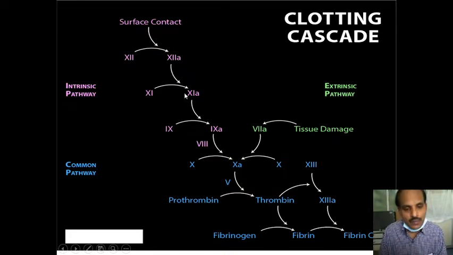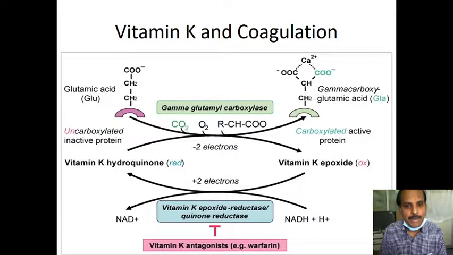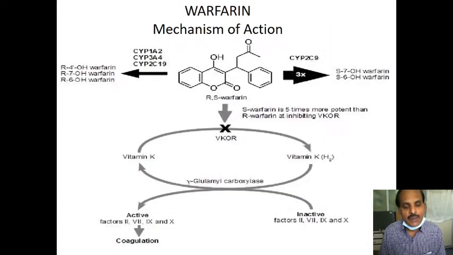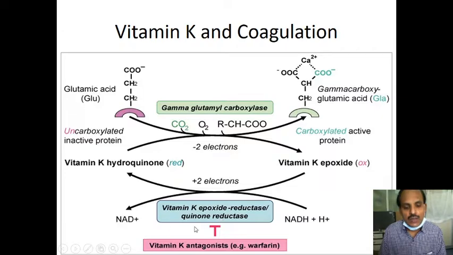So now if you look at warfarin, this warfarin is an antagonist of vitamin K oxidoreductase. The vitamin K oxidoreductase enzyme, as we know from the actions of vitamin K itself, that vitamin K epoxide conversion to vitamin K hydroquinone is catalyzed by it. And if you inhibit this enzyme, vitamin K hydroquinone will not be formed.